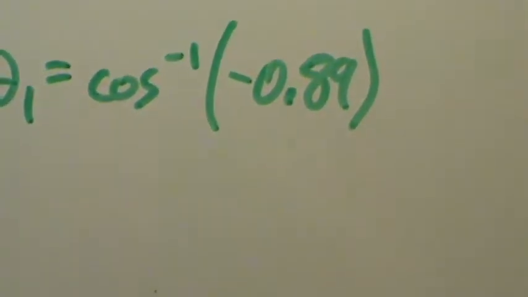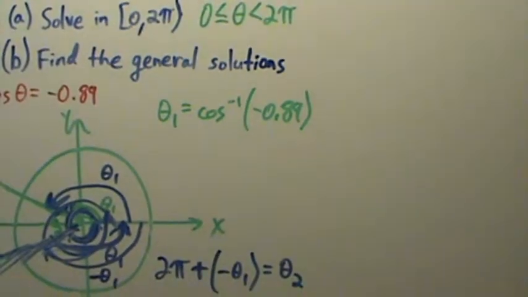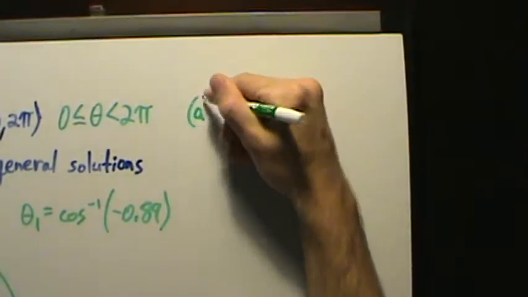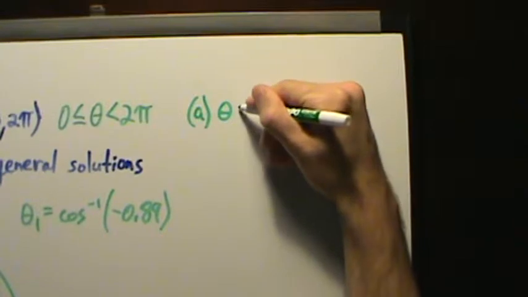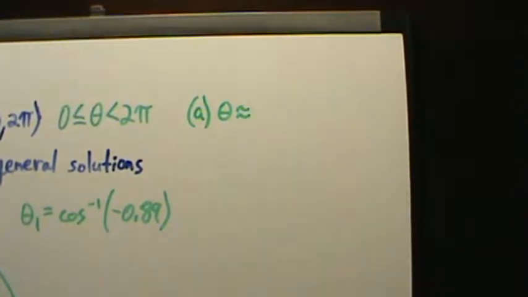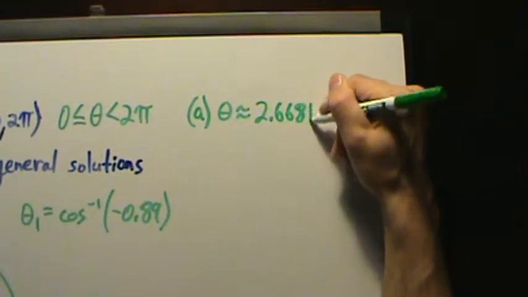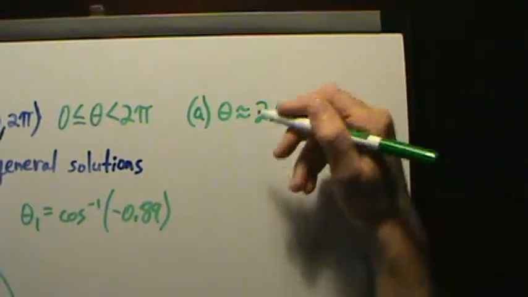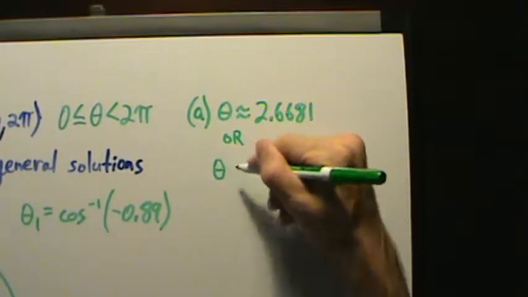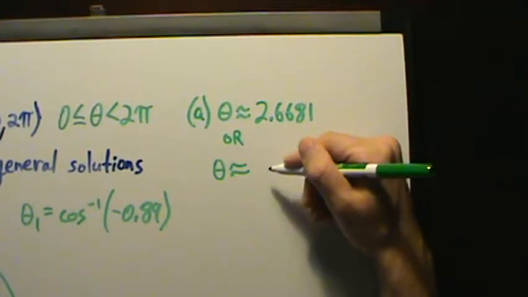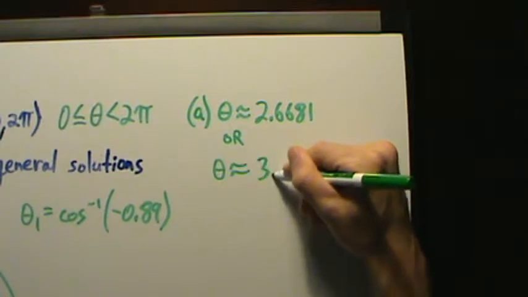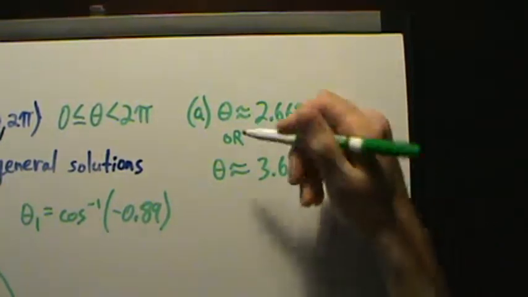So let's go ahead and write those down. For part A, the answers are theta is approximately equal to 2.6681, or theta is approximately equal to 3.6150, we'll just say 615. So that's the answer for part A.